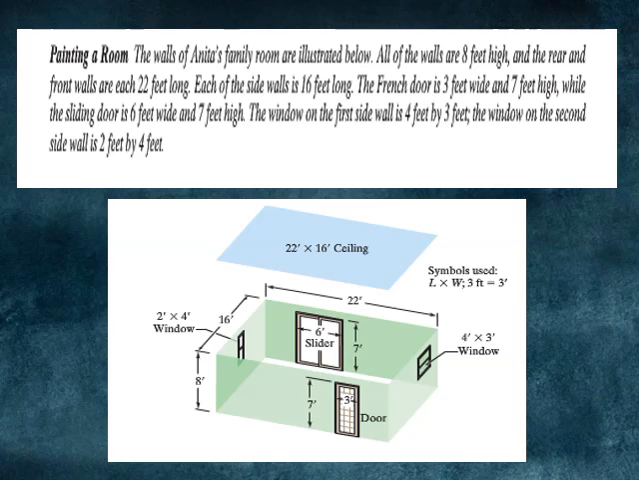So in painting a room, the word problem asks: the walls of Anita's family room are illustrated below. All of the walls are 8 feet high, and the rear and the front walls are each 22 feet long. Each of the side walls is 16 feet long. The French door is 3 feet wide and 7 feet high, while the sliding door is 6 feet wide and 7 feet high. I'm reading these dimensions because they're going to really help us later on. The window on the first side wall is 4 feet by 3 feet. The window on the second wall is 2 feet by 4 feet. You'll see why I'm giving you dimensions of not only the walls, but the slider door and the doors.